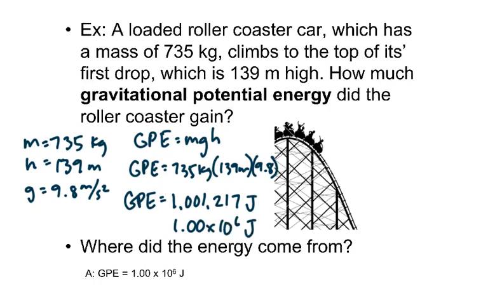Our second question is, where did that energy come from? Well, the roller coaster had to do, or the chain or the engine did a lot of work to get that coaster to the top. And so the GPE didn't come out of nowhere. It came from the work that the engine did to get the coaster to the top of the hill.